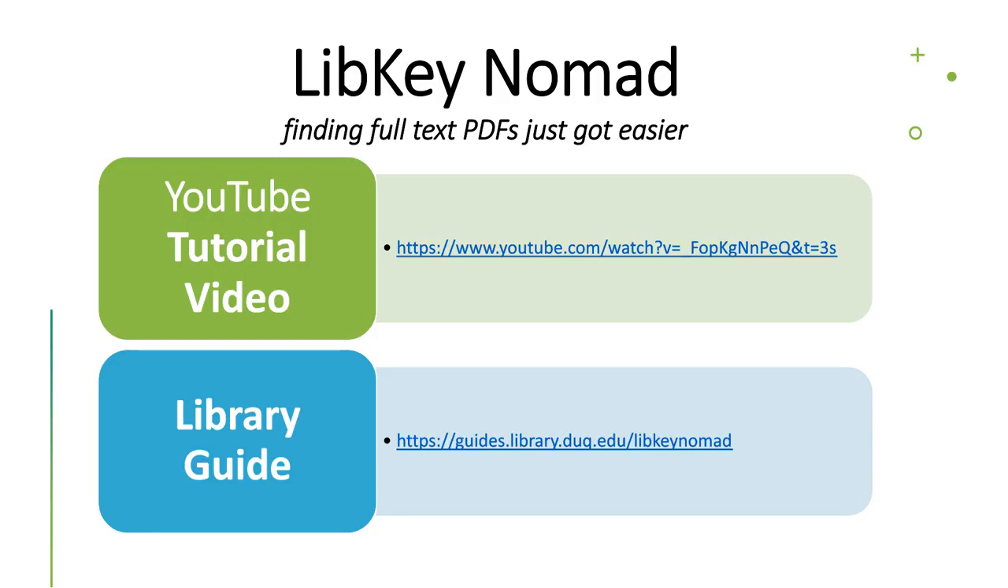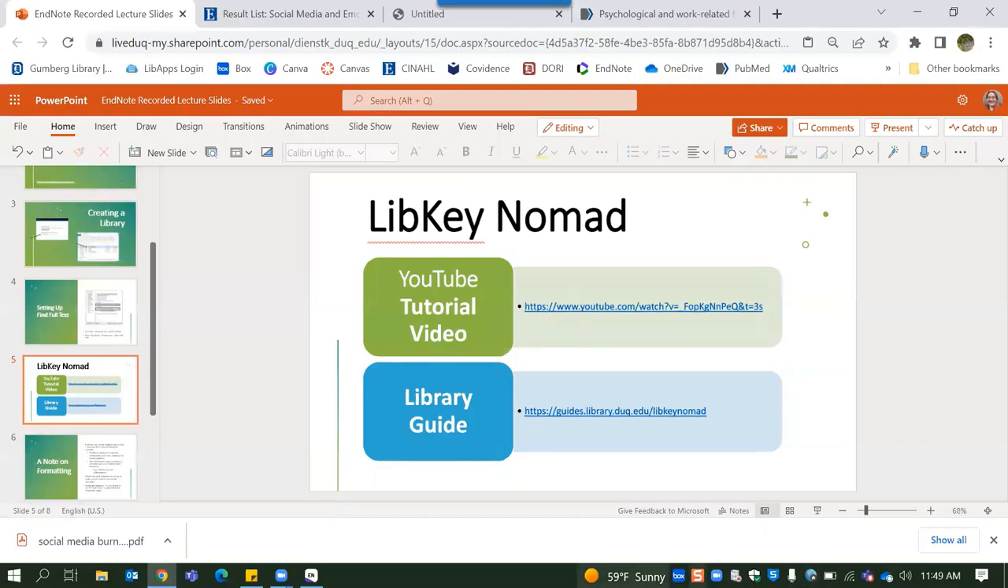A tool that makes this process a lot easier for the found URL and not found options is, let me hop to the LibKey Nomad. So this is a tool that we have. It is a browser extension that automatically finds PDFs of full text available at Gumberg. You can learn more about it in this YouTube tutorial, as well as our library guide that we have. But basically, it makes finding PDFs so much faster and so much easier, and puts a lot less of the work on you following these kind of like rabbit holes.